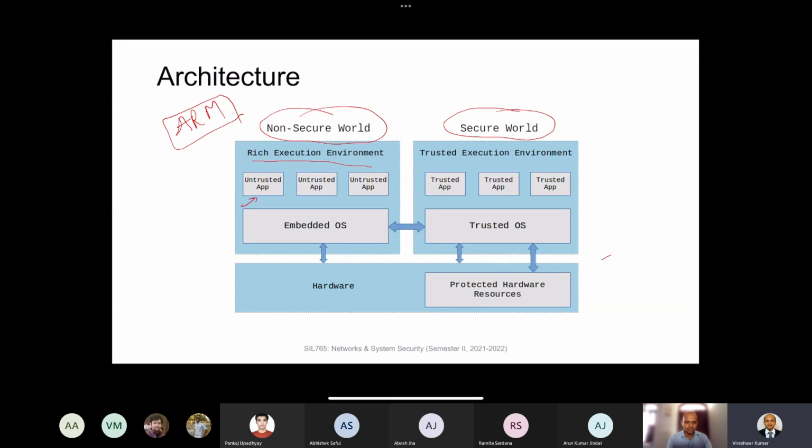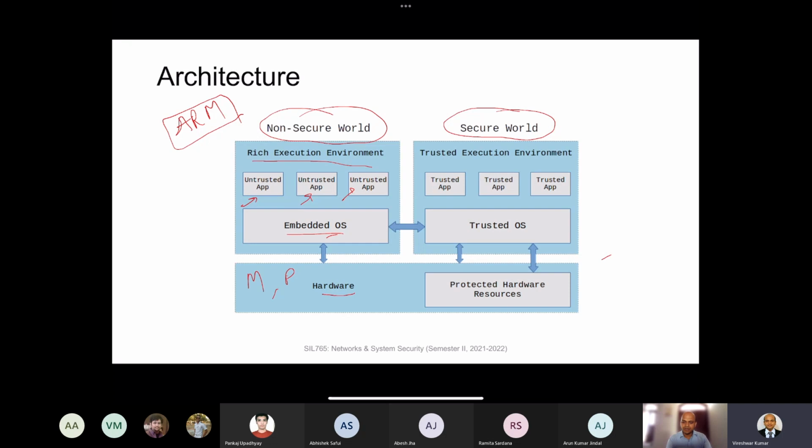You can install untrusted apps, so that would be completely fine. And there could be some embedded OS as well. So this is not just a simple computing system, but ARM also focuses on these embedded devices. So therefore, you can have some embedded OS there as well. And of course, this embedded OS will need some memory, some processor. So it will have access to all that hardware as well. Okay, so that is the non-secure world.